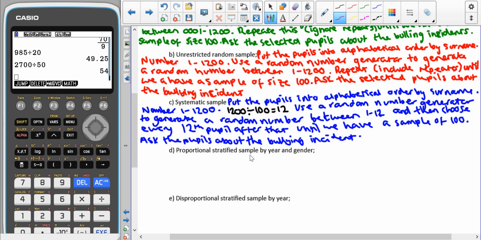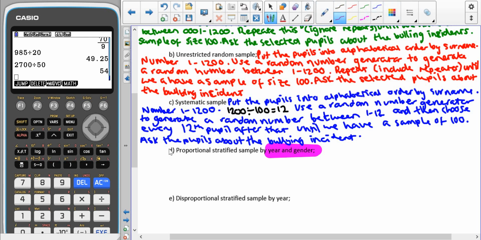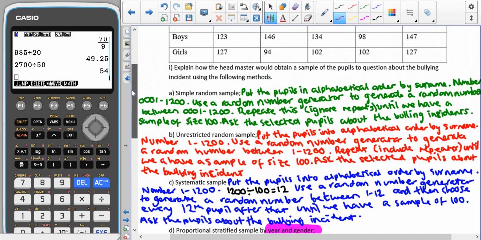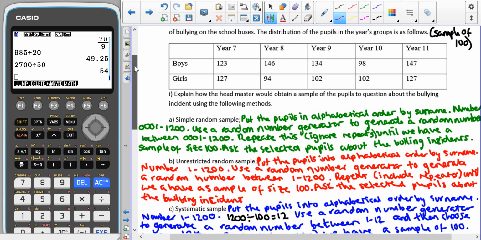For a proportional stratified sample, you have to check what you're doing it by because of how the group splits up. So this time we're doing it by year and gender. So we're wanting to take into account both the year and the gender of the pupils. So if we have a quick look at the data again, we're wanting to do a sample of size 100, but we have to say how many of each of these groups we are going to choose, okay? So the main part here is getting our numbers correct.